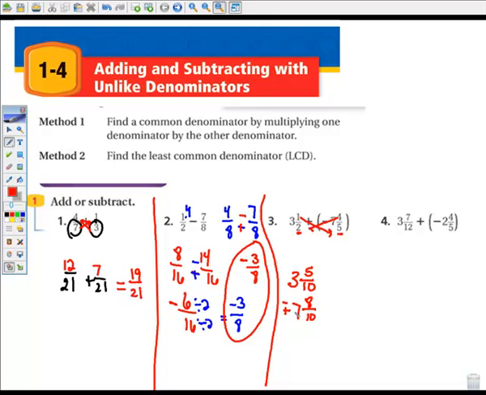I'm going to stack it so that my larger absolute value number, ignoring the signs, is what I'm saying, I'm going to put that on top. So I have, and I'm going to keep it negative, negative 7 and 8/10. And then I have plus a 3 and 5/10.